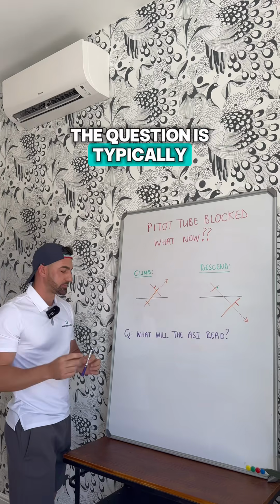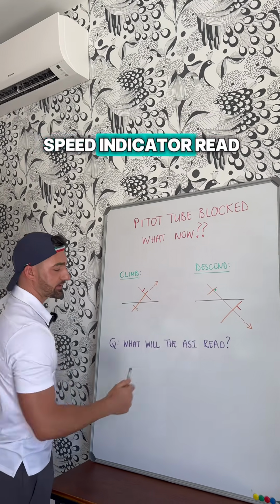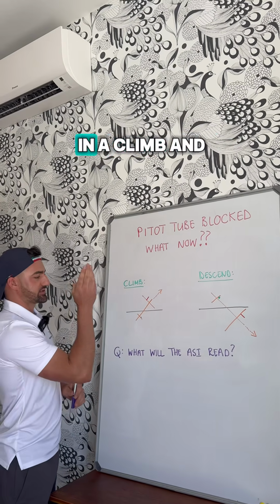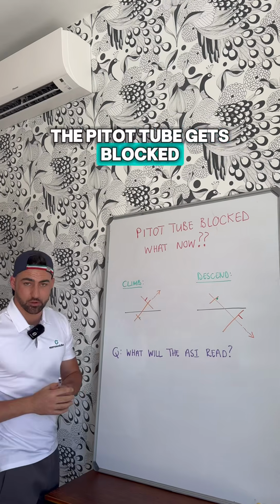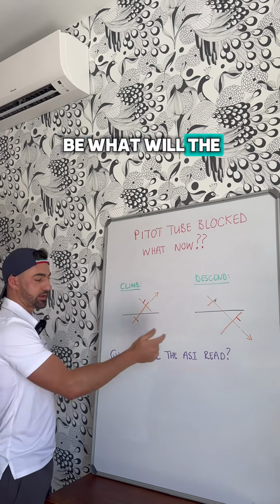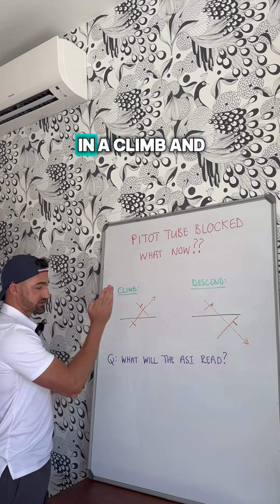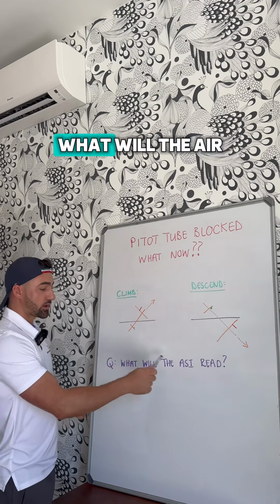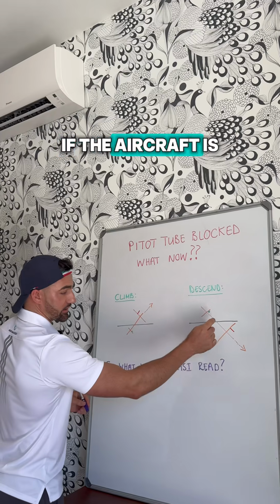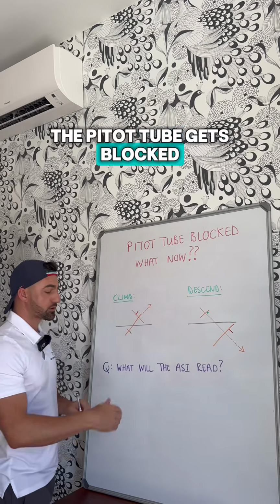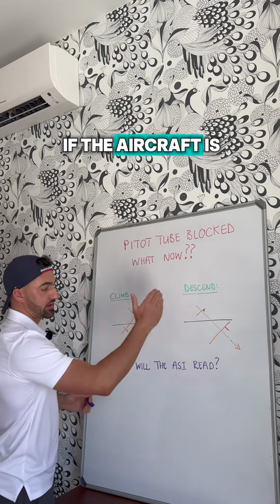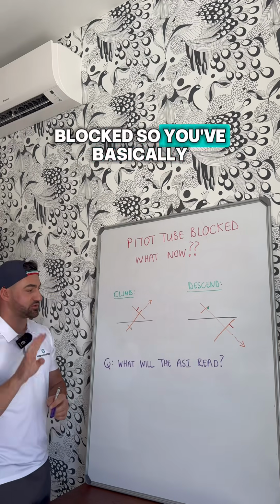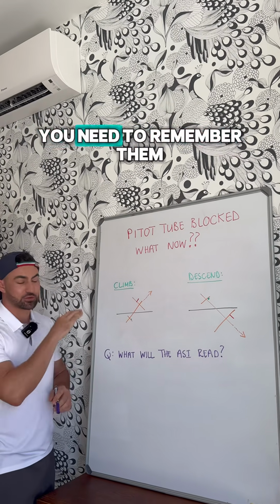So the question is typically, what will the airspeed indicator read if an aircraft is in a climb and the pitot tube gets blocked? Or the question will be, what will the airspeed indicator read if the aircraft is in a climb and the static port gets blocked? And then it's also the opposite of that. What will the airspeed indicator read if the aircraft is in a descent and the pitot tube gets blocked? Or if the aircraft is in a descent and the static port gets blocked? So you've basically got 4 variables and you need to remember them.